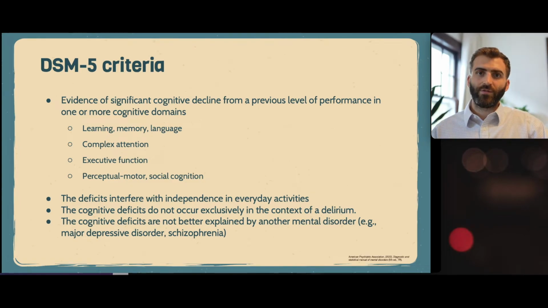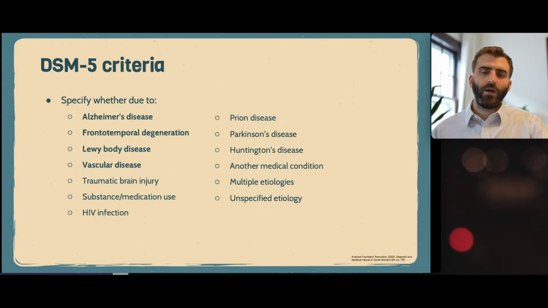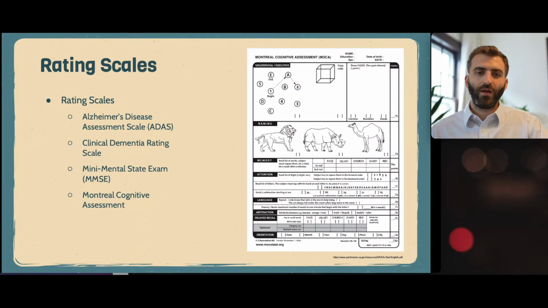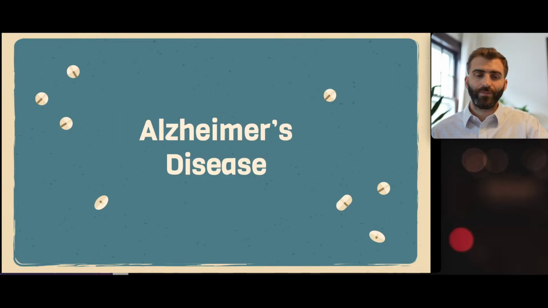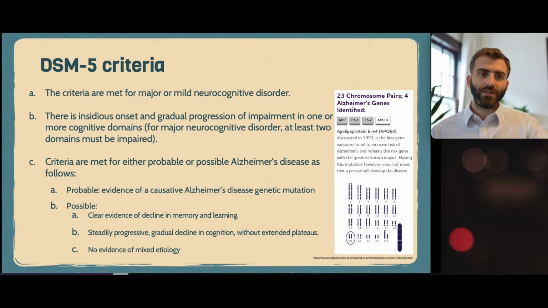So here's the DSM-5 criteria. Remember, delirium develops over a short period of time. Neurocognitive disorders and the dementias typically develop over a longer period of time. Once you determine someone has a neurocognitive disorder, you aren't done, because then you have to specify what type. Is it a neurocognitive disorder due to Alzheimer's disease or due to vascular disease, and so on. Rating scales can be really helpful here. MMSE is a very common scale, and this picture here is of the MoCA, the Montreal Cognitive Assessment, also very popular. Now let's look at Alzheimer's disease.